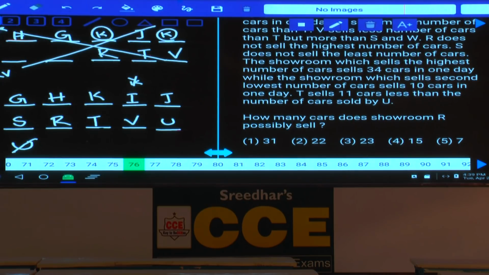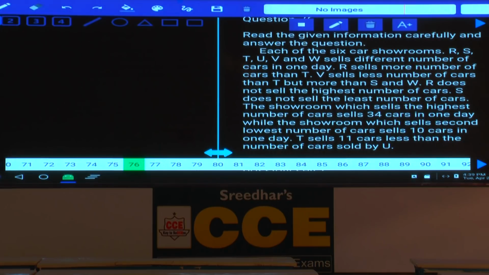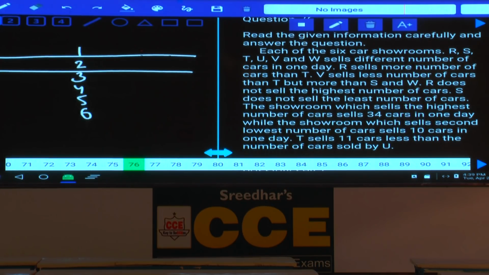Now this 76 to 78 is based on comparison. Each of the 6 car showrooms, R, S, T, U, V and W, sells a different number of cars in a day. Now we need to find out which showroom is selling the maximum number and the least number. And how many are there in total? There are 6 car showrooms in total: 1, 2, 3, 4, 5 and 6.